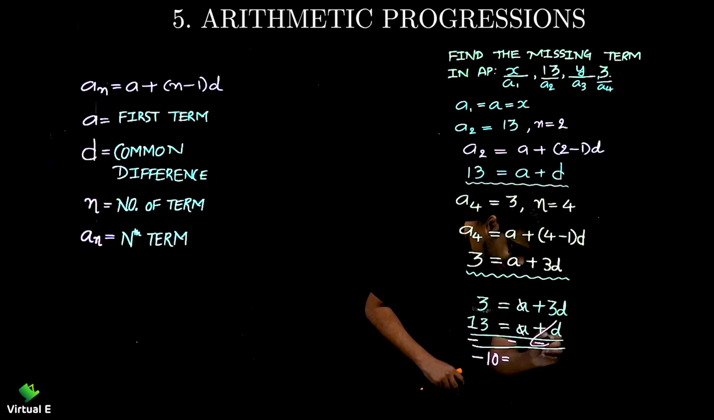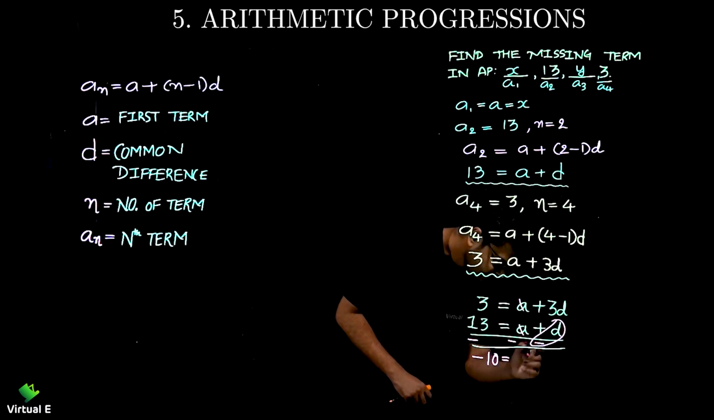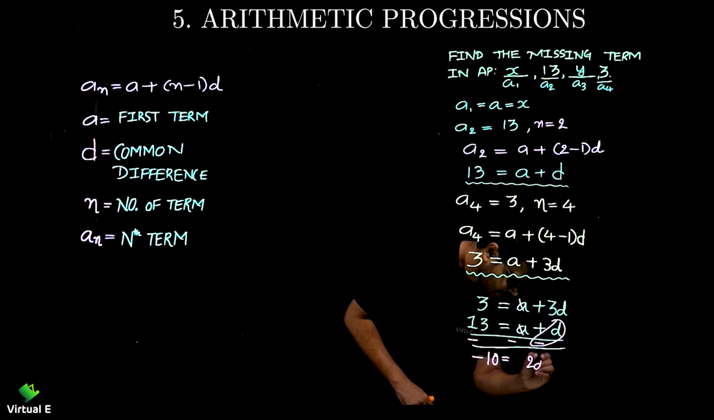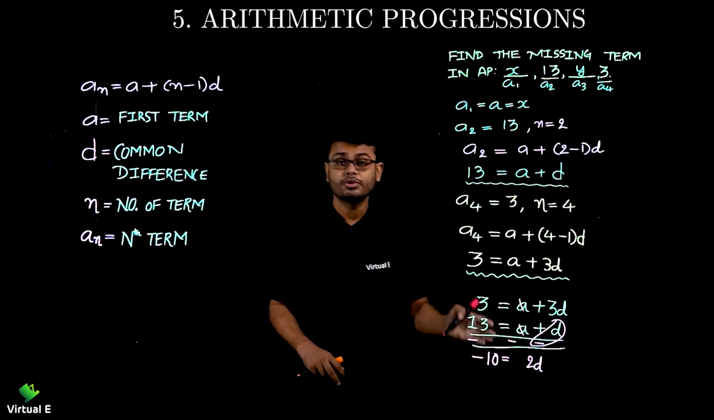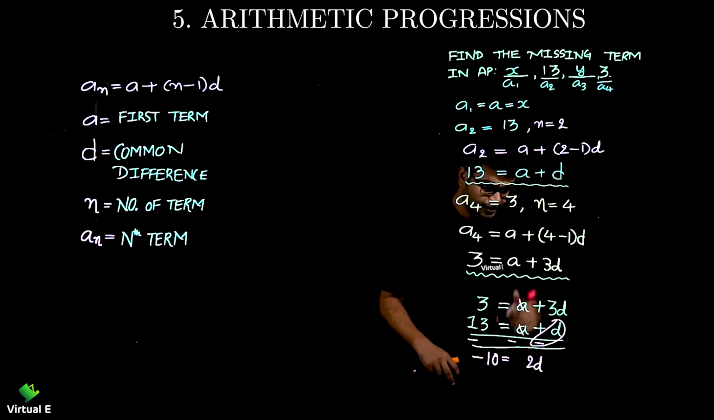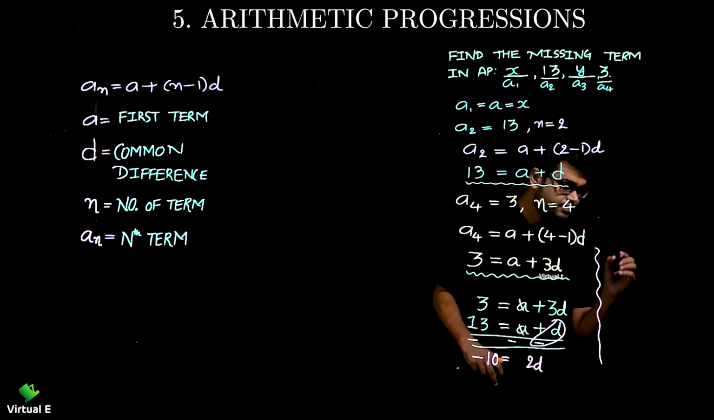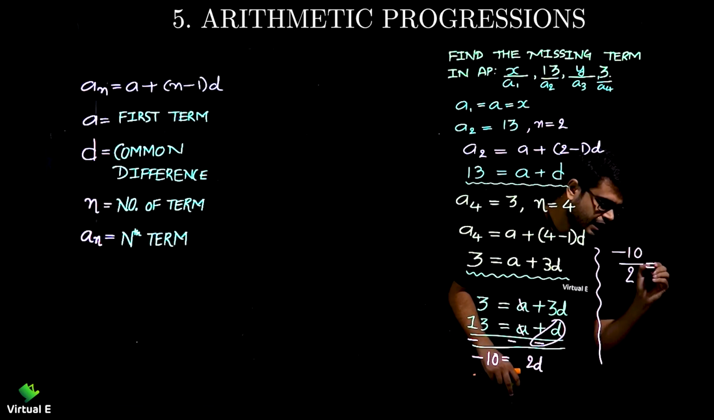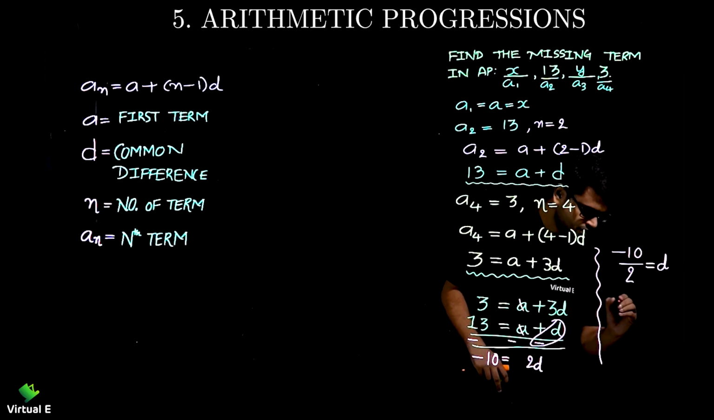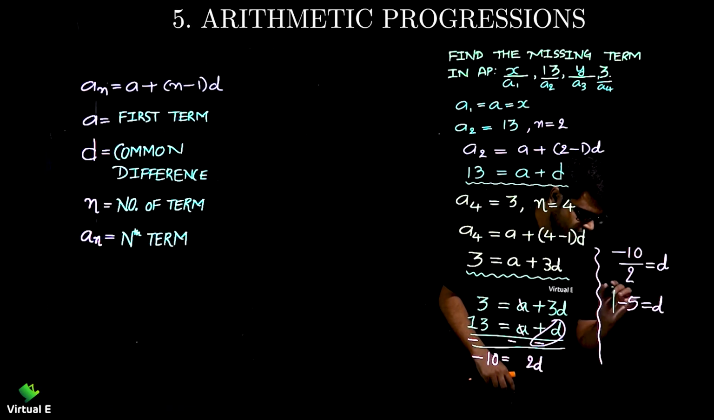Remember I told you that this is the new sign. So 3d minus d, that will give you 2d. So minus 10 is equal to 2d. Now let's get the value of d. If I simplify further, minus 10, 2 will go into the denominator and here it is d. So minus 5 is equal to d. This is my answer for d.